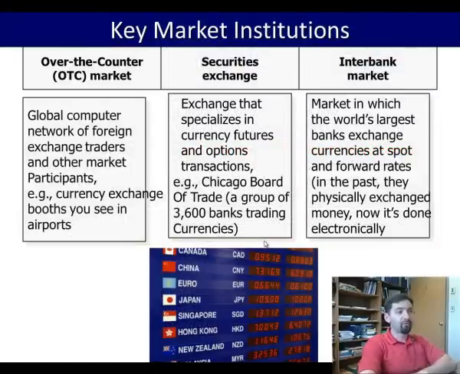Now, in terms of where you can buy currencies, well, there is the over-the-counter market, and that's what we discussed. That's where most people like you and I go to buy currencies. Then there are securities exchanges and the interbank market, and these are primarily reserved for traders and banks, so that's where the big guys trade currencies. Again, just something to keep in mind. I don't think there will be an exam question about this.